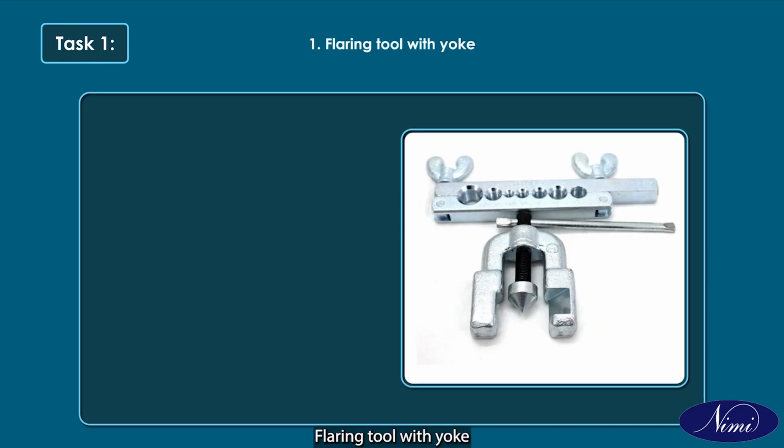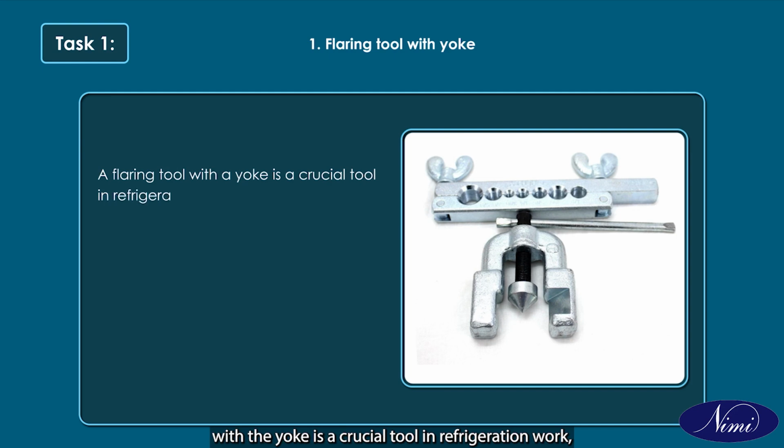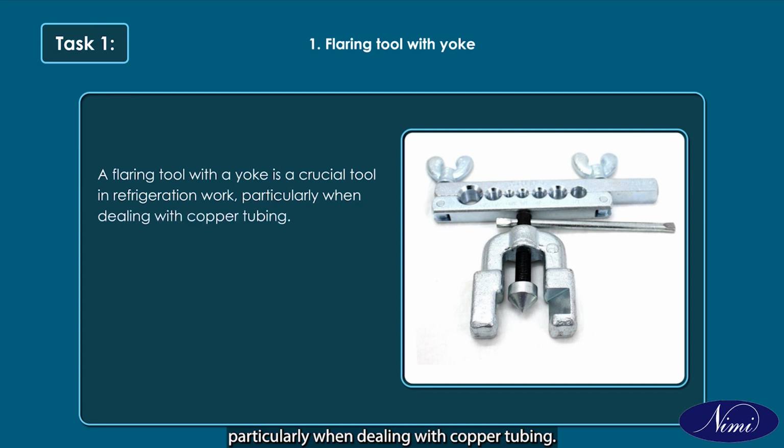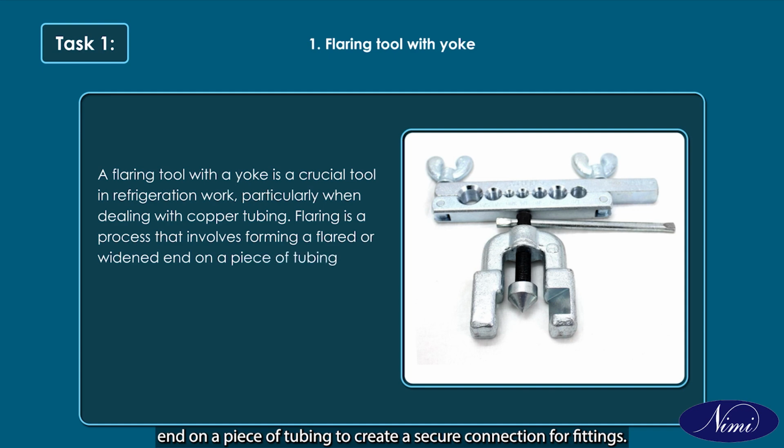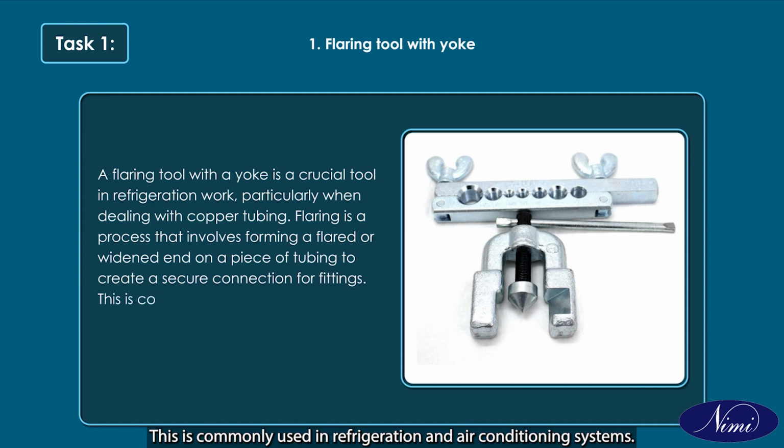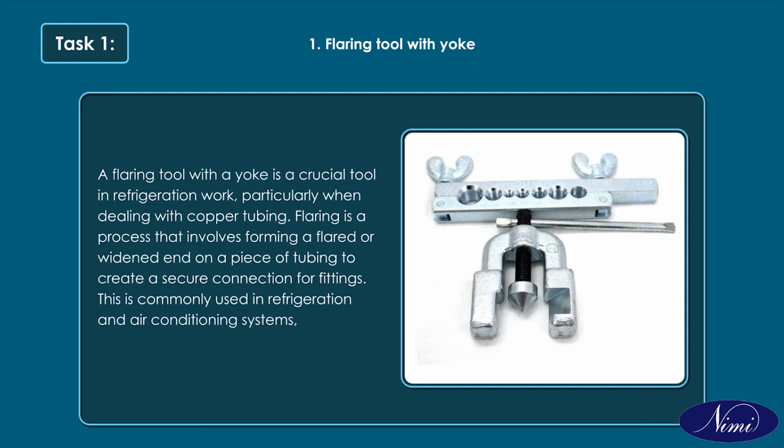Number 1. Flaring tool with yoke. A flaring tool with a yoke is a crucial tool in refrigeration work, particularly when dealing with copper tubing. Flaring is a process that involves forming a flared or widened end on a piece of tubing to create a secure connection for fittings. This is commonly used in refrigeration and air conditioning systems, where copper tubing is prevalent.